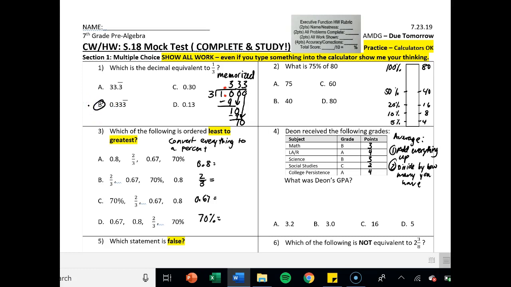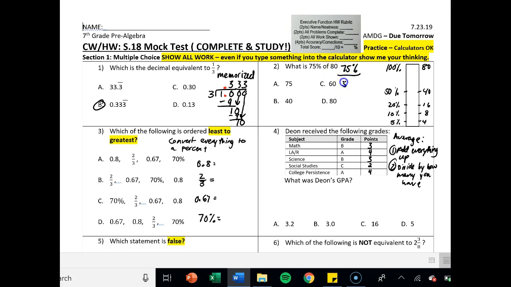Number 2, what is 75% of 80? Remember, you can use the traditional algorithm, 80 times 0.75. You can use 80 times 75%. You can use all that stuff. You can't use the zeros trick on this, but you could use a tape diagram, which I've set up over here. So think about 75%, break it down.